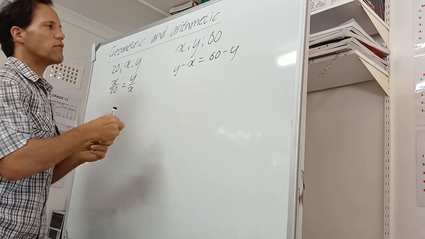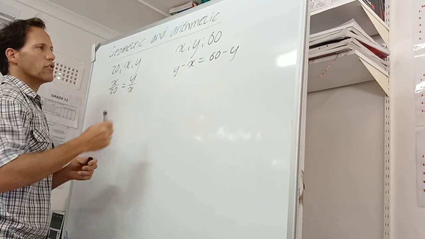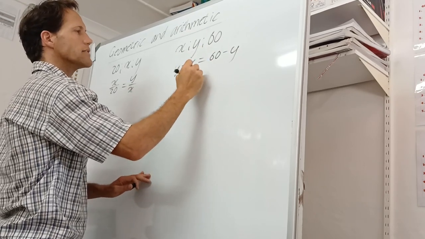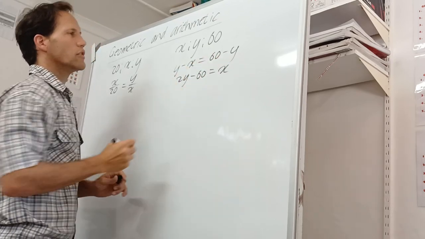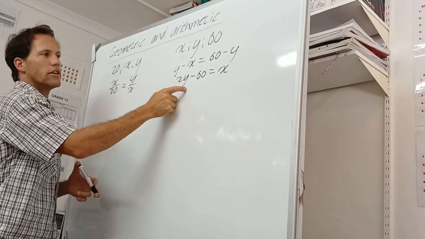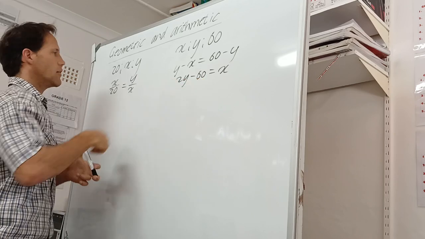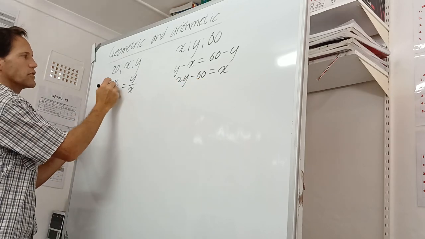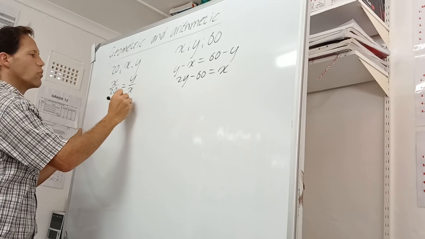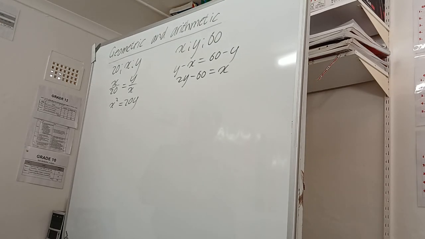If you simplify this one, you can take the negative x over, take the plus y over, so then 2y minus 60 is equal to x. Then you get x in terms of y: x is equal to 2y minus 60. But let's see this side: when we cross multiply, x times x is x squared, and 20 times y. So we get 20y is equal to x squared.